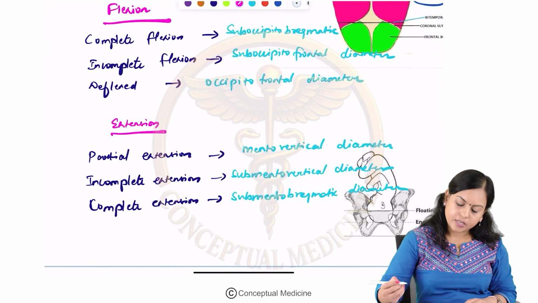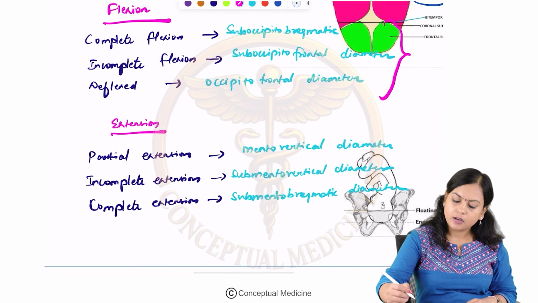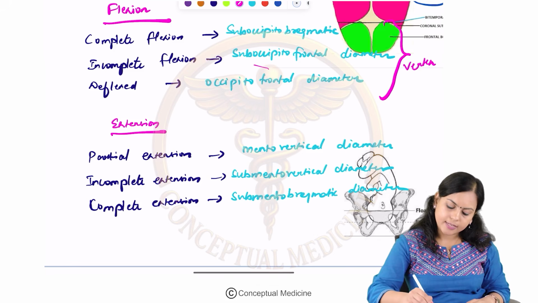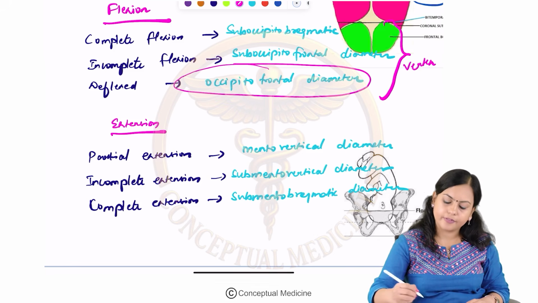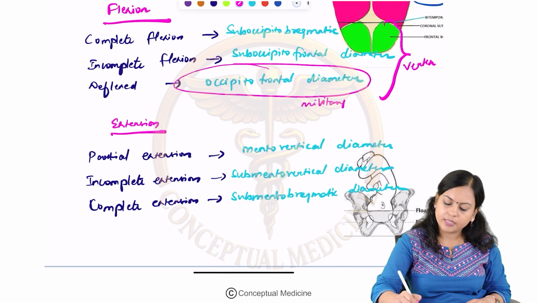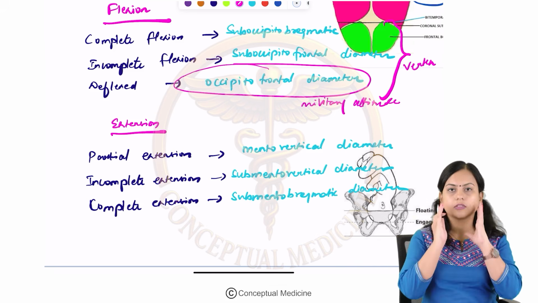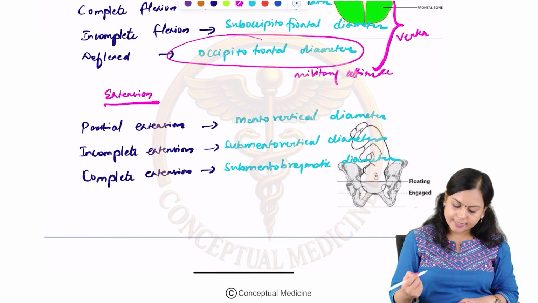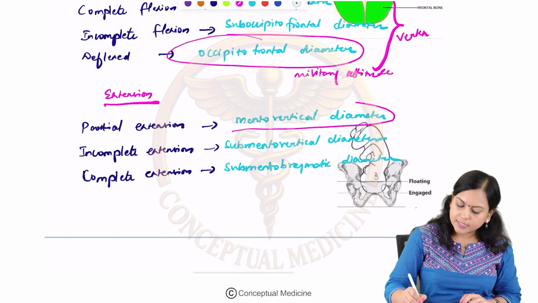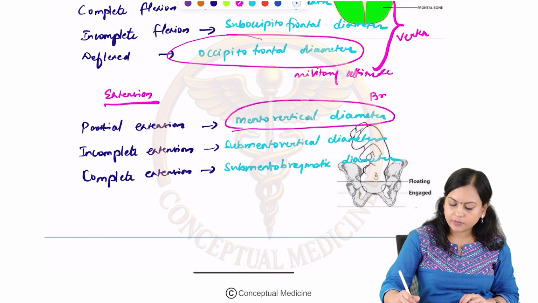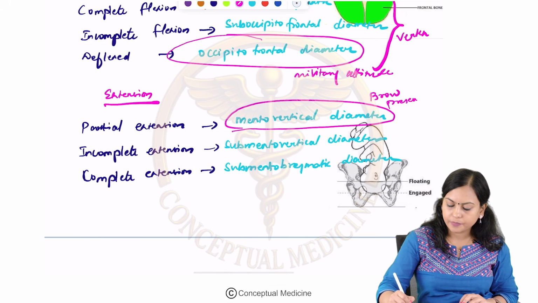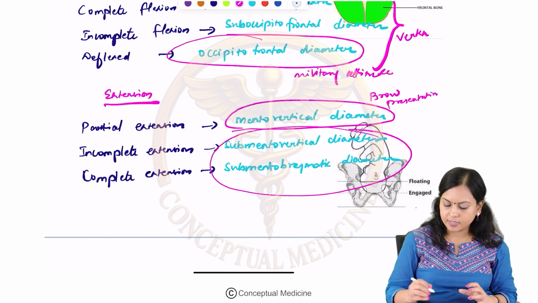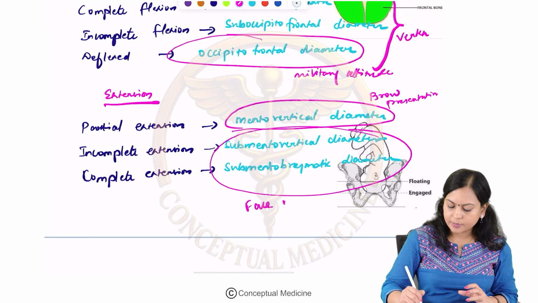Now, if you see in flexion, it is the vertex that is presenting. Okay. And the attitude of this occipito-frontal diameter out of deflexed head is also known as military attitude, because it will be having a straight position like this. Okay. No flexion or extension. And in extension, when the mento-vertical diameter is presenting, the baby will have a brow presentation, and when the submento-vertical diameter or submento-bregmatic diameter presents, it is a face presentation.